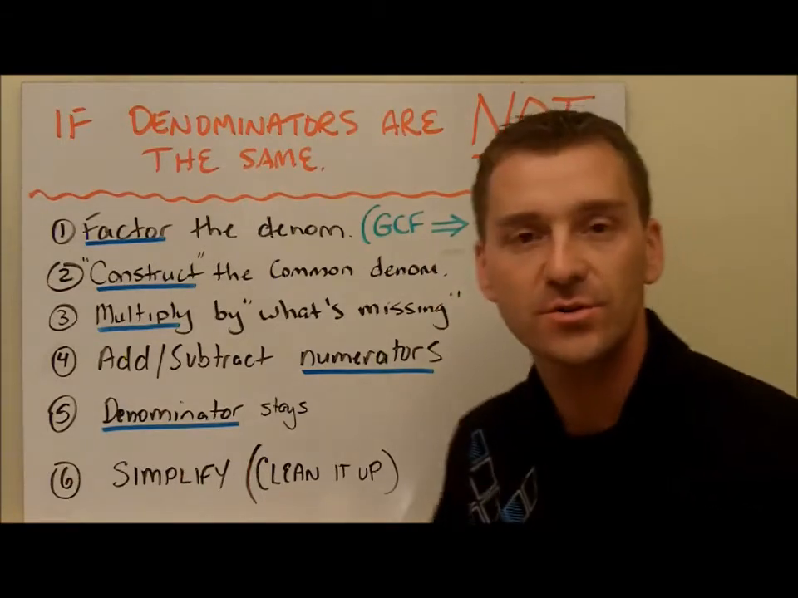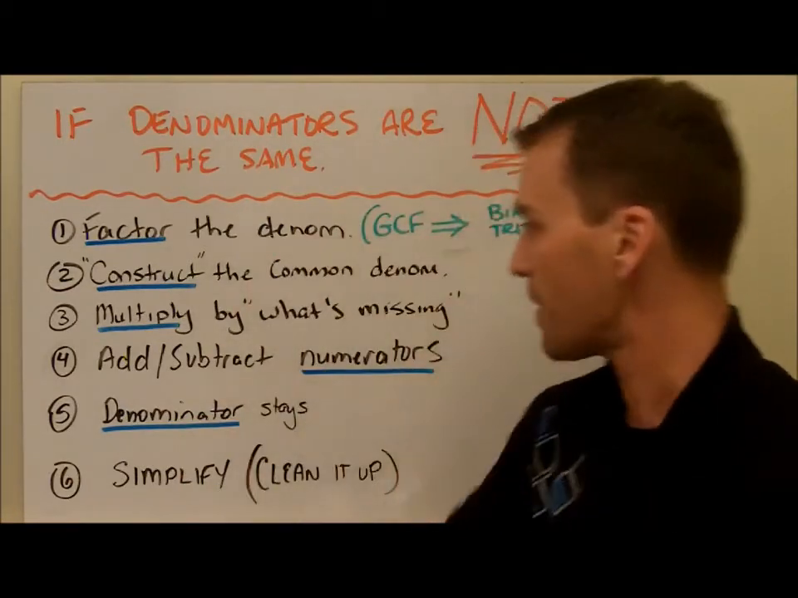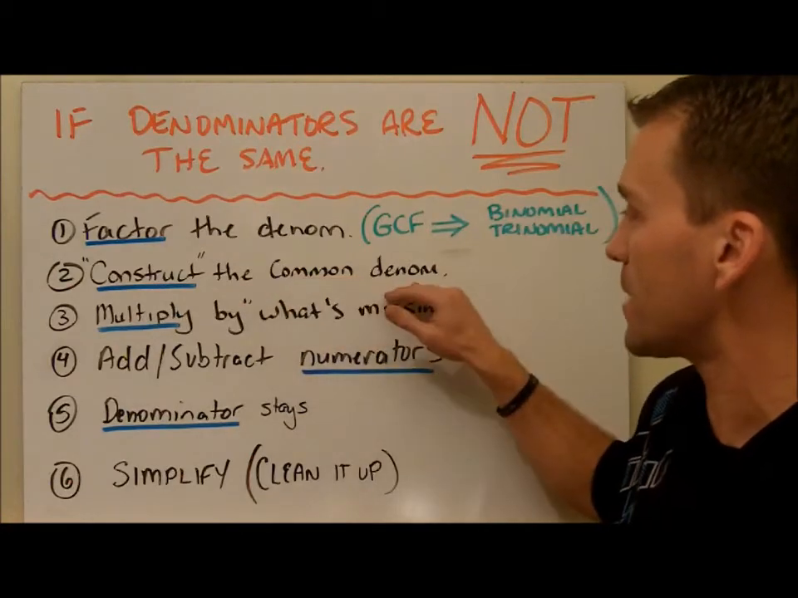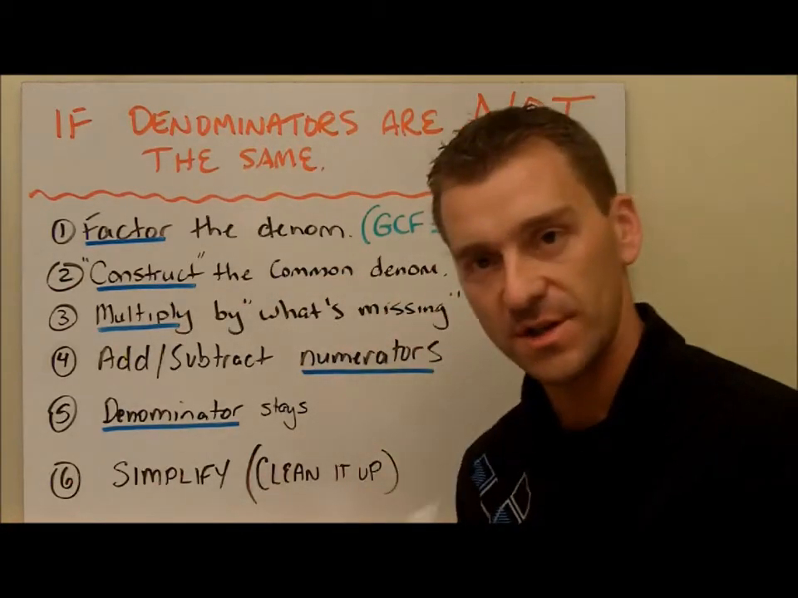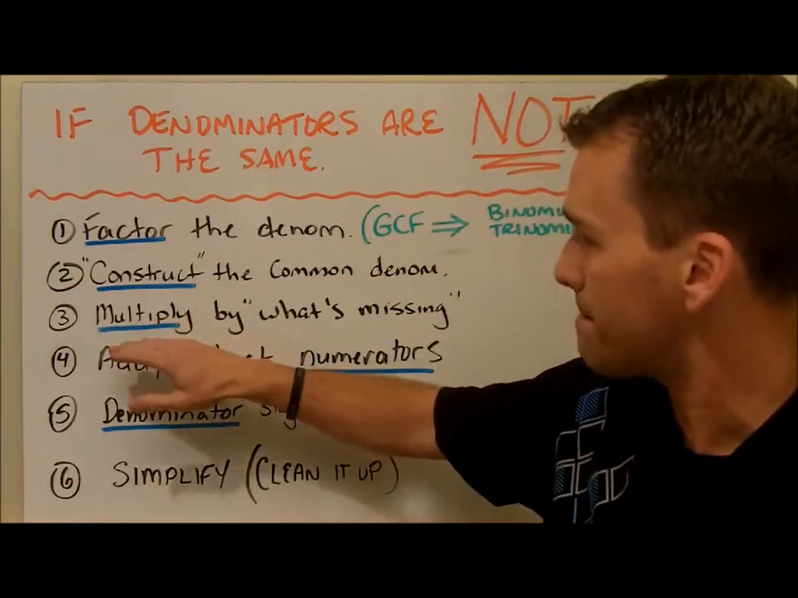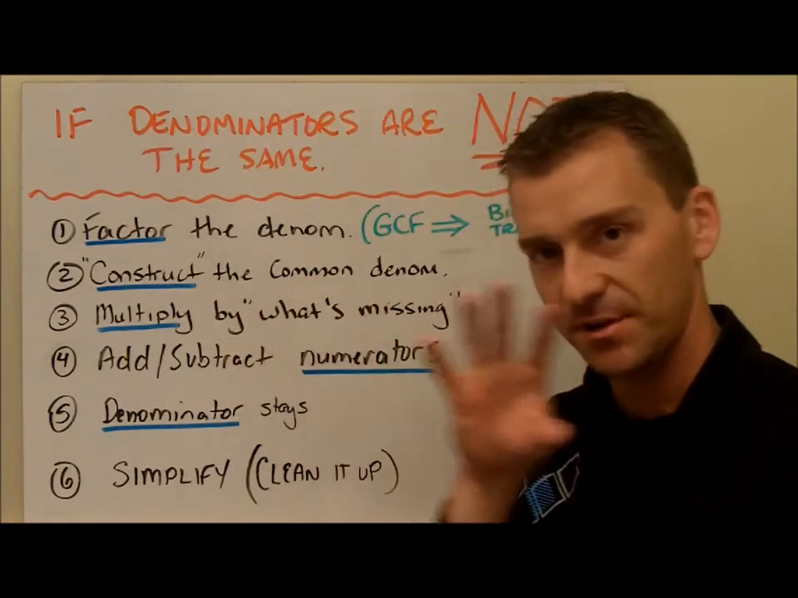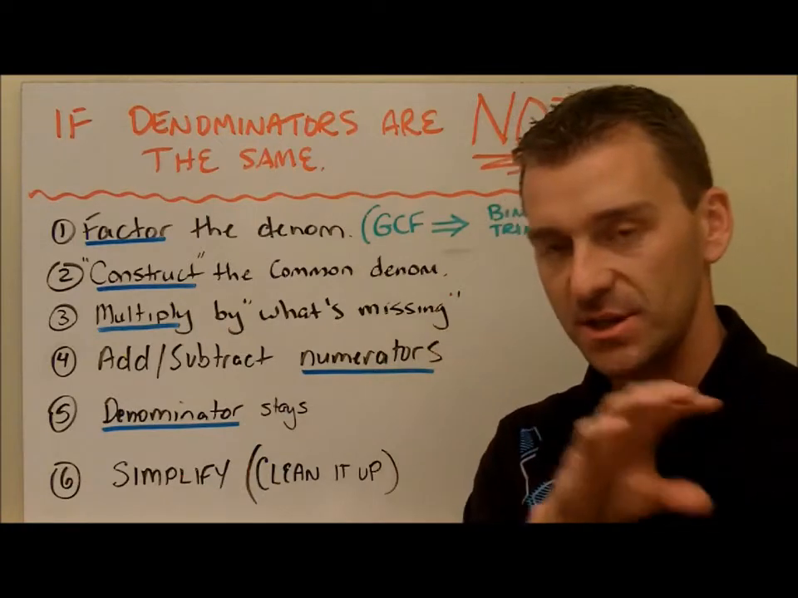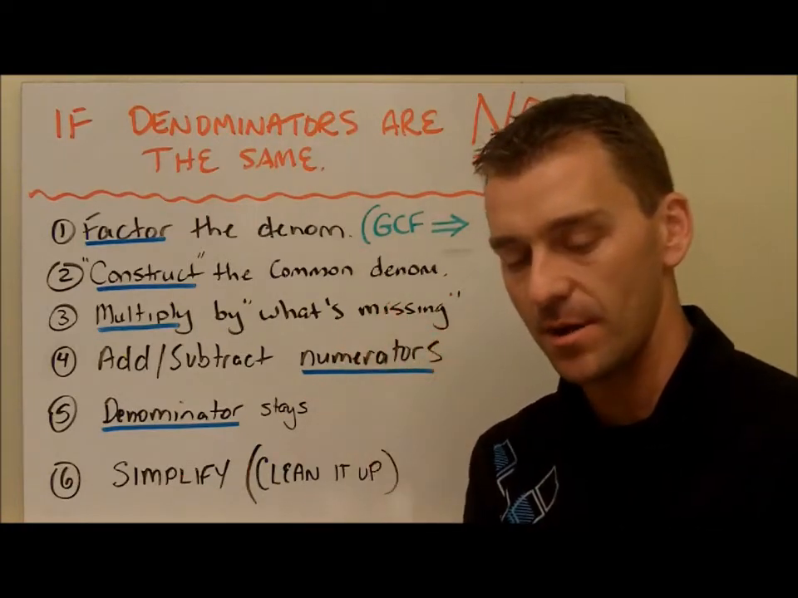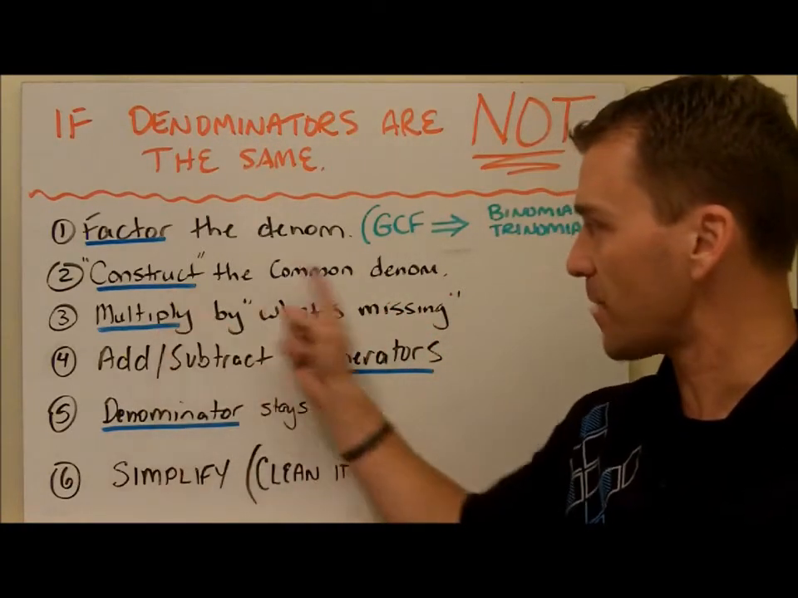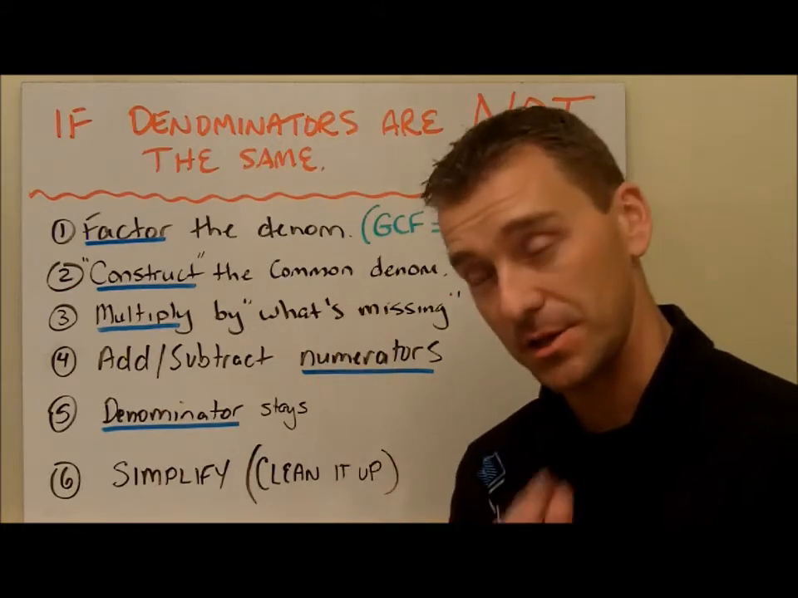As we talked about in class, use your Xbox method. Next step, construct the common denominator. You'll see how that works here in the examples that we do. Next step, multiply by what's missing. You're going to check each particular rational expression and see what's missing in the denominators, comparing it to my common denominator. You'll see again in an example.